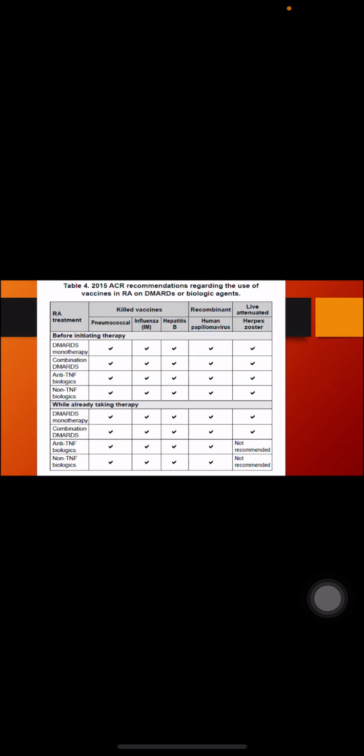During pregnancy, rheumatoid arthritis can worsen, remain the same, or improve. Vaccination is recommended: pneumococcal, influenza, hepatitis B, human papilloma virus, herpes zoster. Killed and conjugate vaccines are safe in this kind of patient. So what is the ACR recommendation? Basically all the vaccines are recommended, except for herpes zoster vaccine for those taking anti-TNF biologics and non-TNF biologics, where it's not recommended.